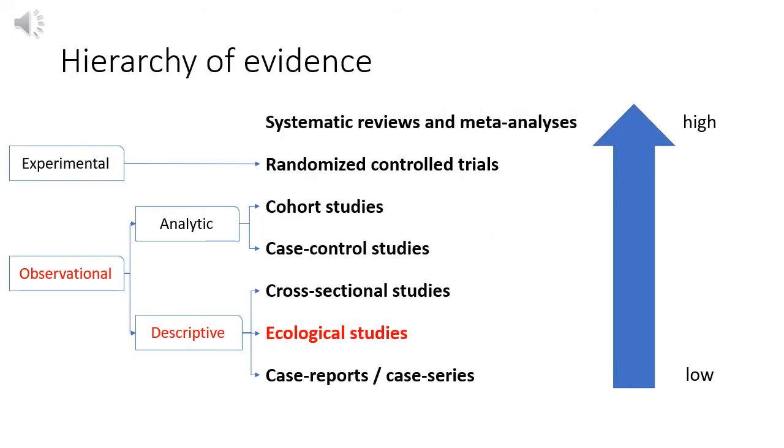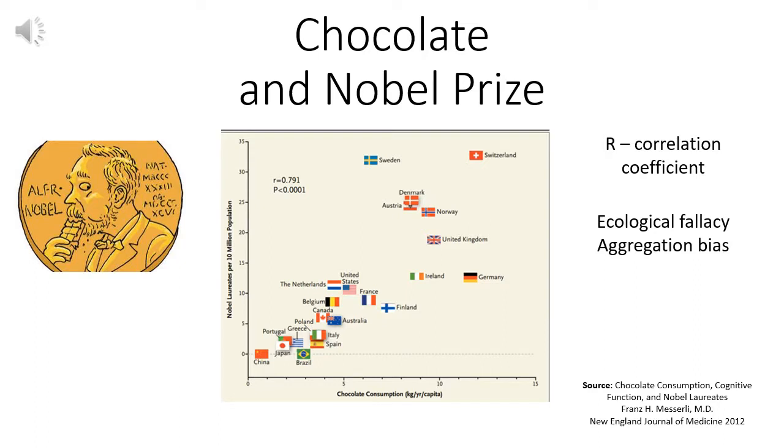We will now move up the ladder of the hierarchy of evidence and talk about so-called ecological studies. Here is a great example of an ecological study. Researchers posed a question whether the Nobel Prizes are caused by chocolate consumption. They collected data on the level of countries about how much chocolate is consumed in each country and how many Nobel Prizes were awarded to these countries.